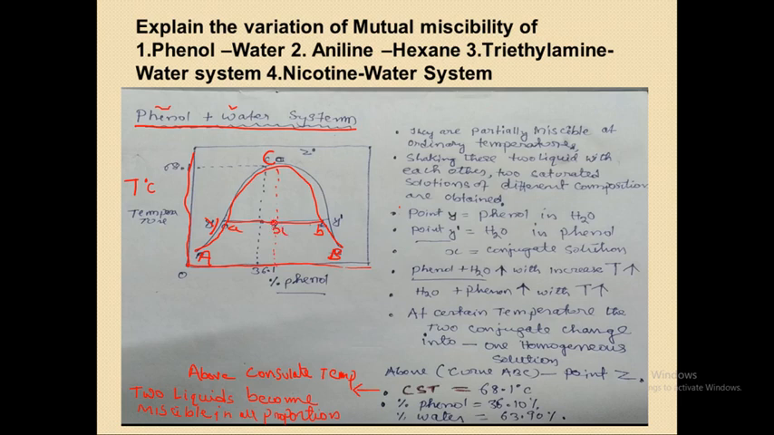So this joins the conjugate solutions, this is the tie line. The point Y is phenol in water solution, and Y dash is water in phenol solution. So this X is a tie line, it is a conjugate solution. So at a certain temperature, the two conjugate solutions change into one homogeneous solution.